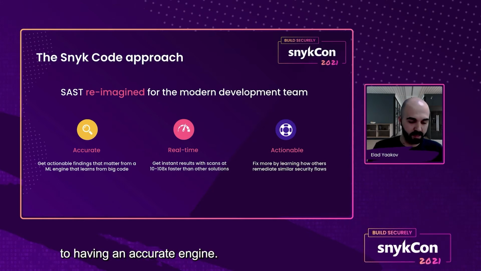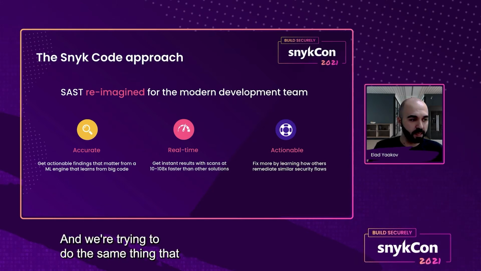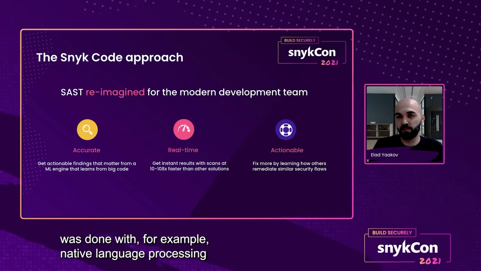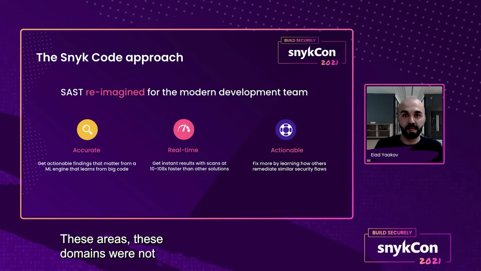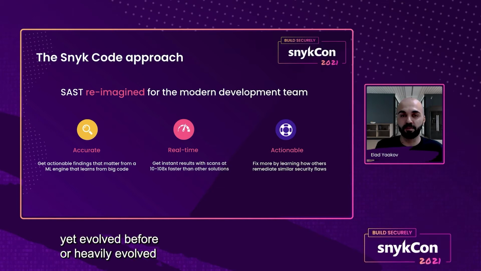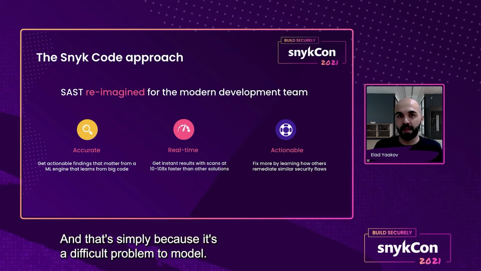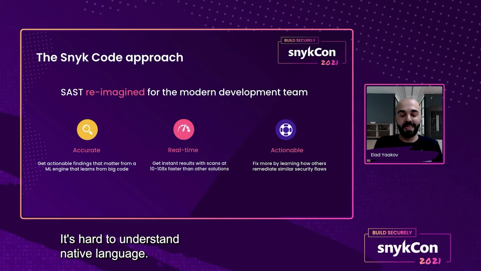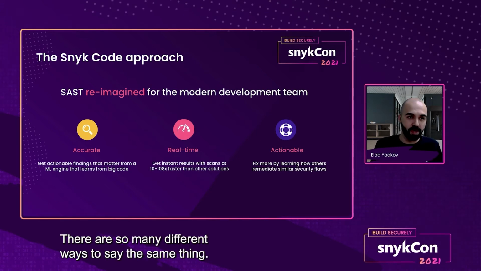Regarding the accuracy, we have a different approach to having an accurate engine. And we're trying to do the same thing that was done with, for example, natural language processing and image processing. These domains were not heavily evolved before machine learning. And that's simply because it's a difficult problem to model. It's hard to understand natural language. There are so many different ways to say the same thing.